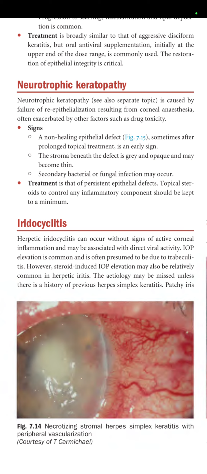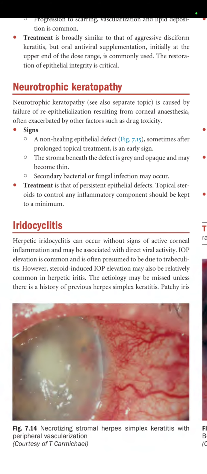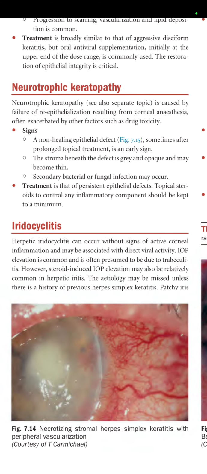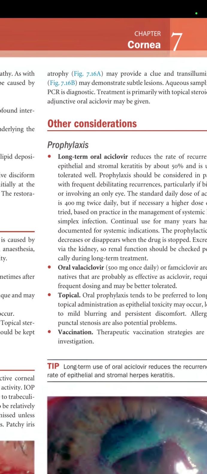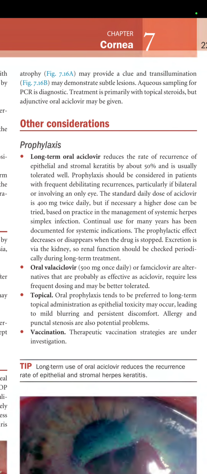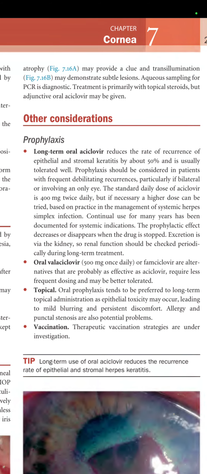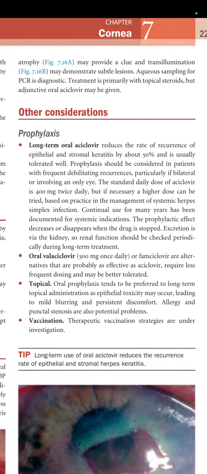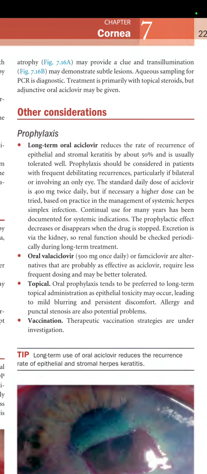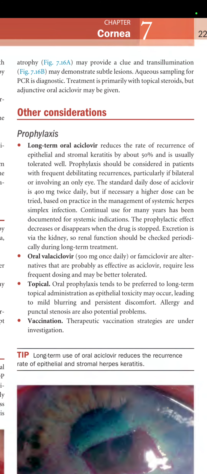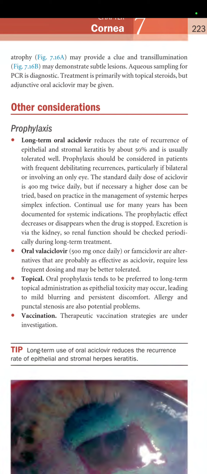However, steroid-induced IOP elevation may be relatively common in herpetic iritis. The etiology may be missed unless there is a history of a previous herpes simplex keratitis. Patchy iris atrophy may provide a clue, and trans illumination may demonstrate subtle lesions. Aqueous sampling for the PCR is diagnostic. Treatment is primarily with topical steroid, but adjunctive oral acyclovir may be given.